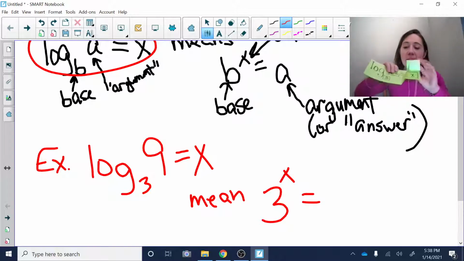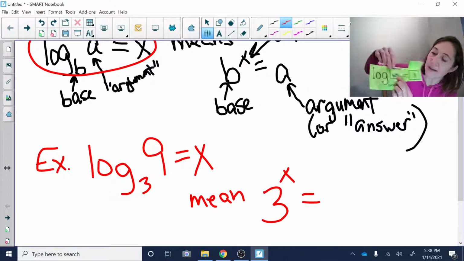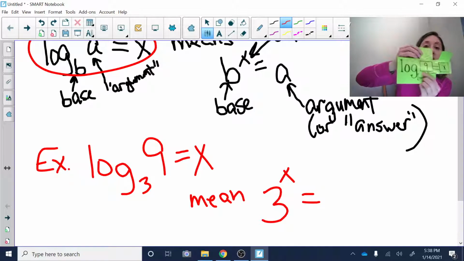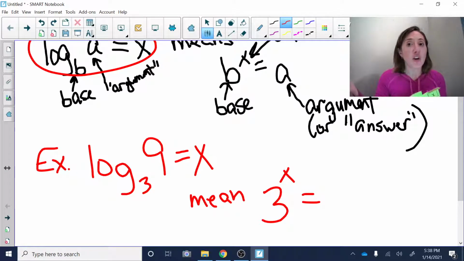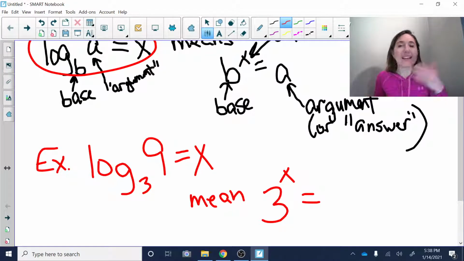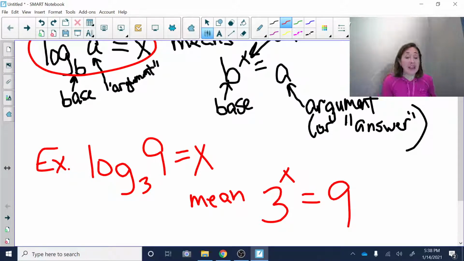And then the answer is the argument. So the number that I see right here, log base 3 of 9 in this case, that 9, it's called the argument. It means it's the answer to when we did this exponent. Like, what did we get? 3 to the something gives us 9. Okay, so think about that.